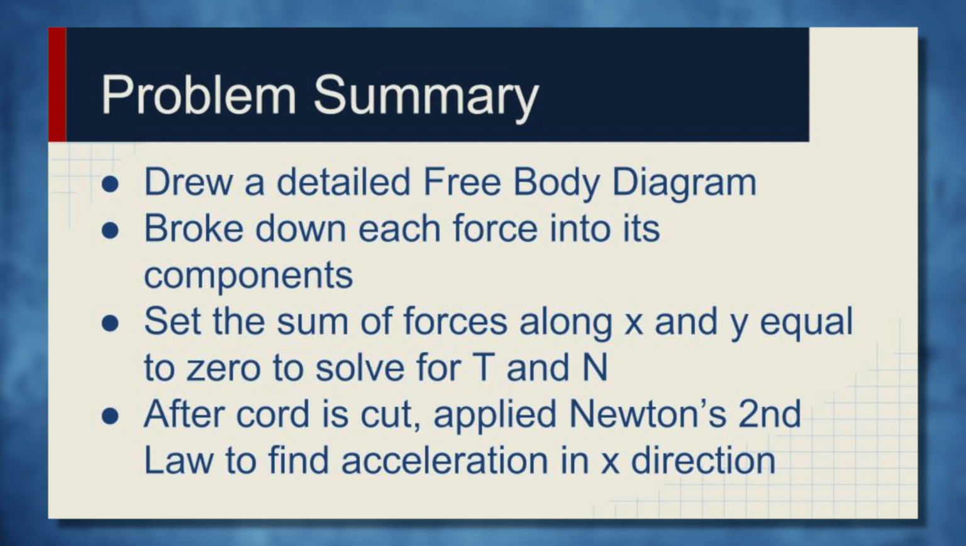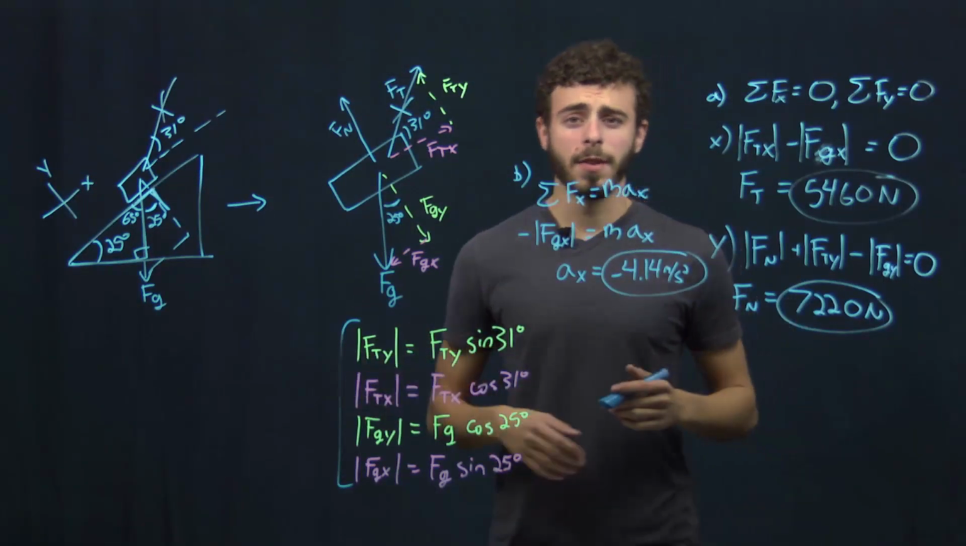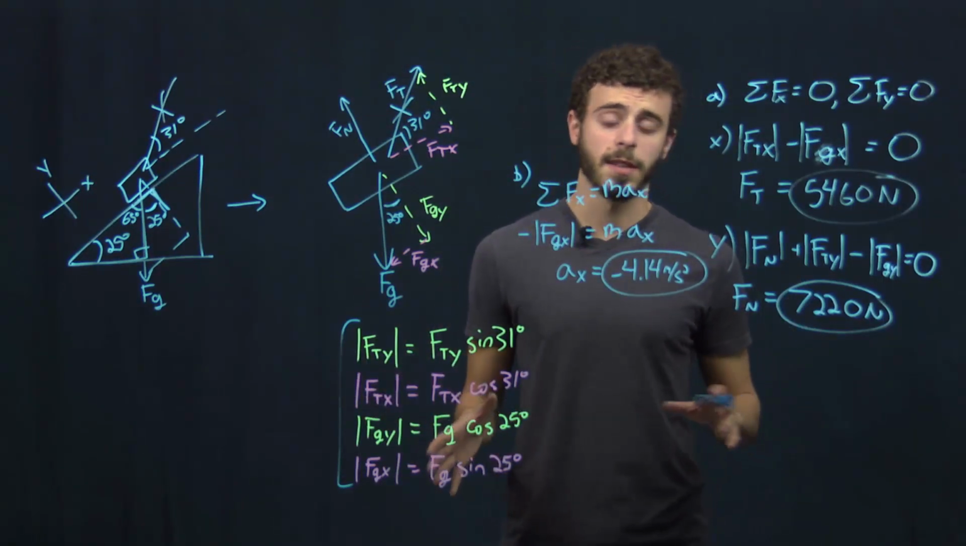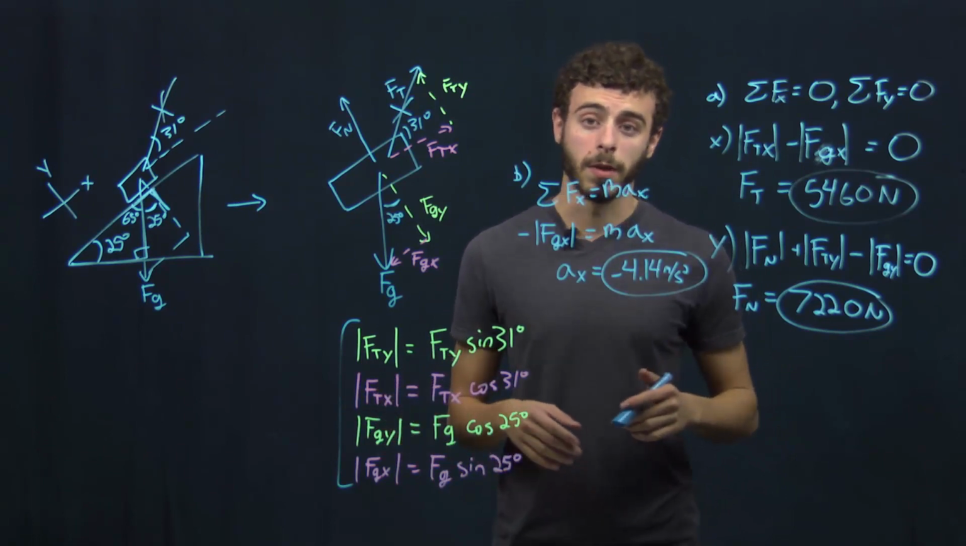And then finally, when the cord was cut, we realized that it was no longer in equilibrium. And so the only force acting in the x direction was the component of the gravitational force. So we used the second law in the x direction, the sum of the forces is equal to ma, to find that acceleration. All right, so I hope you guys learned a little something about Newton's first two laws, and particularly how to apply them to a real-world scenario.